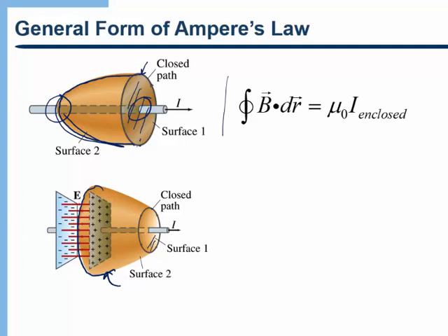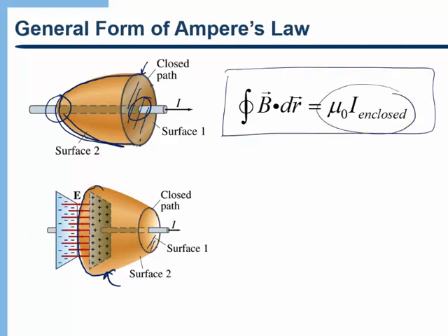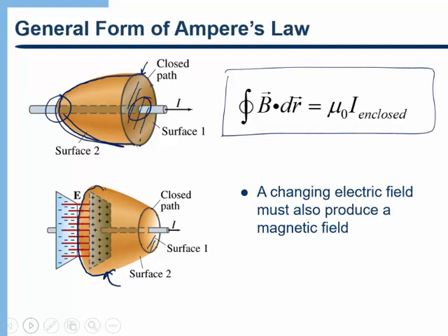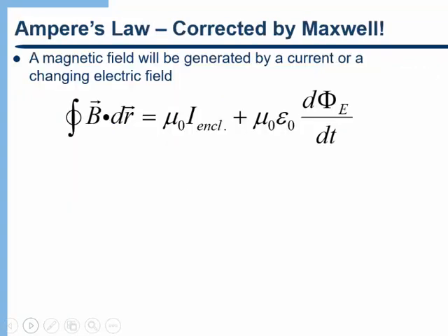Well, Ampere's law still has to be true, but now there's no current going through that surface, so something's wrong. Well, here's what he concluded: that not only does a current create a magnetic field, but a changing electric field, which is what we'd have inside the capacitor, must also produce a magnetic field. And so Maxwell corrected Ampere's law, so it now looks like this.